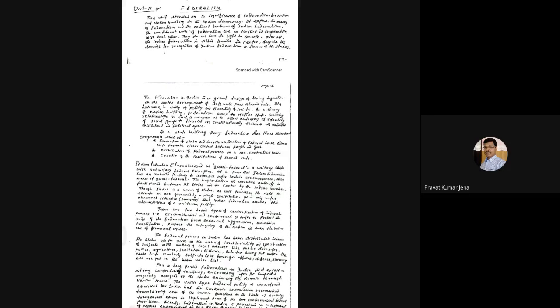As a theory of nation building, federalism seeks to define state society relationships in such a manner as to allow autonomy of identity of social groups to flourish in a constitutionally secured and mandated institutional and political space.